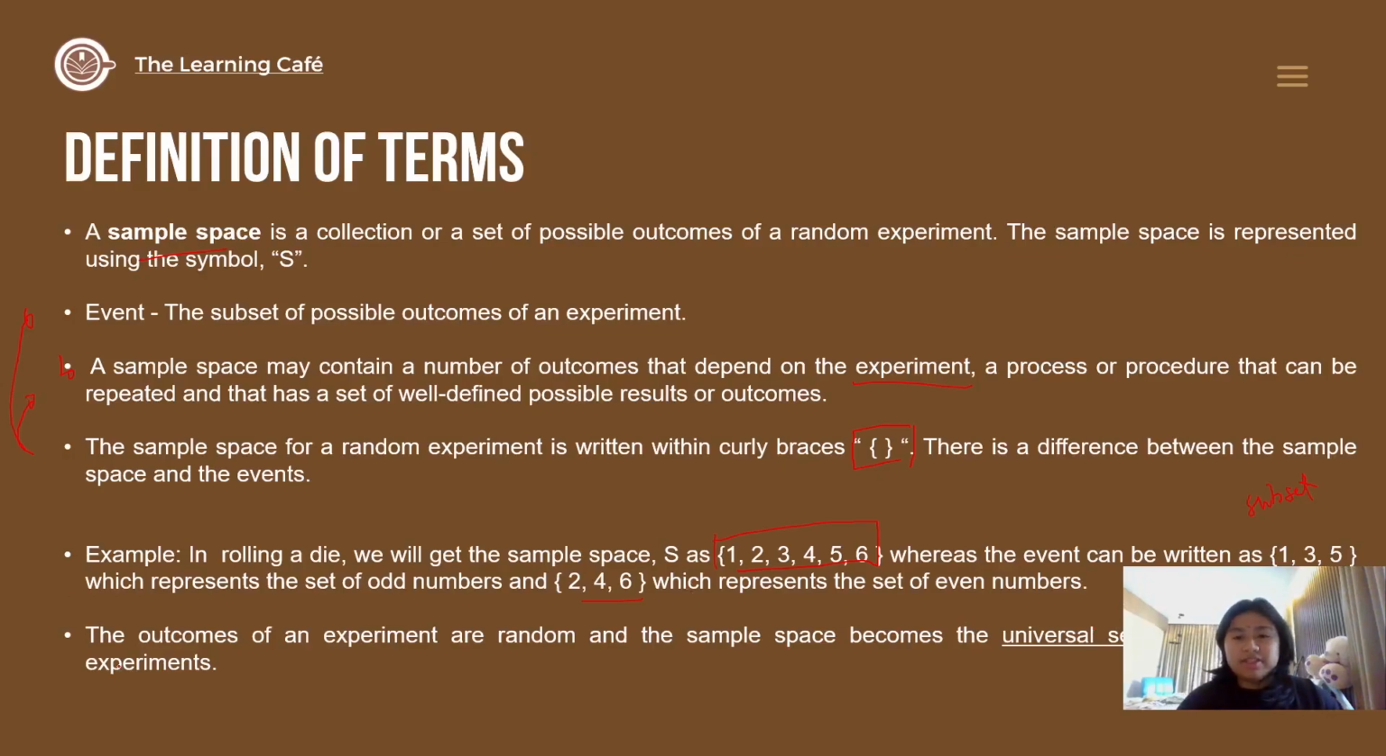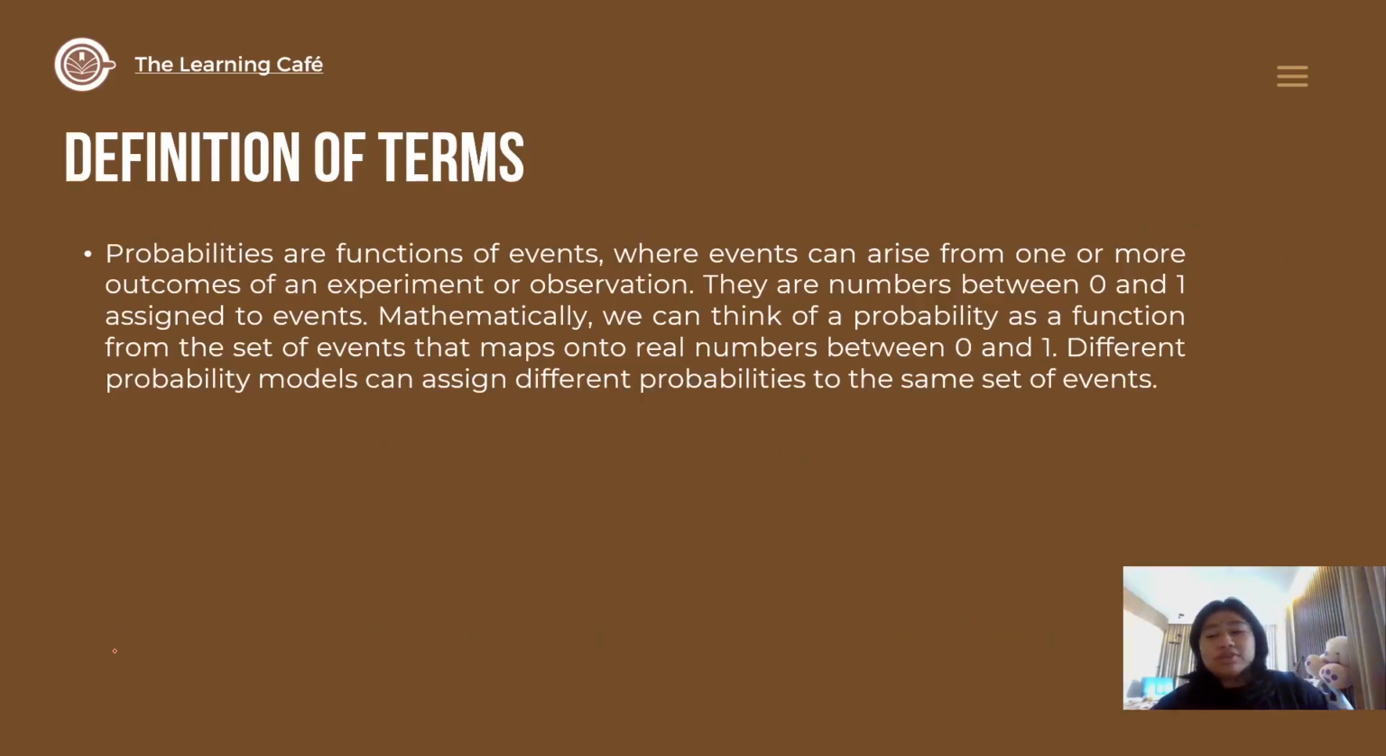Lastly, the outcomes of an experiment are random and the sample space becomes the universal set for some particular experiments. Now, let me tell you all about probabilities, or the function of events, where events can arise from one or more outcomes of an experiment or observation. They are numbers between 0 and 1 assigned to events. Mathematically, we can think of a probability as a function from a set of events that maps onto real numbers between 0 and 1. Different probability models can assign different probabilities to the same set of events.